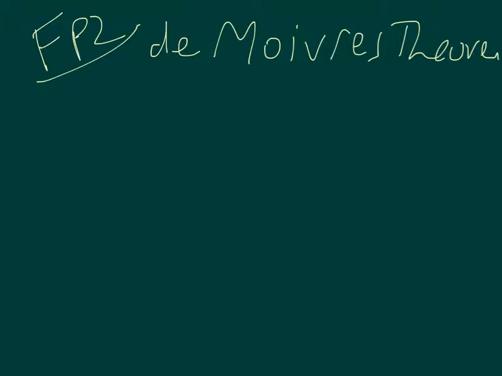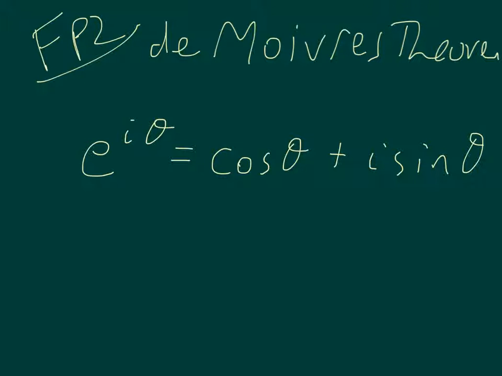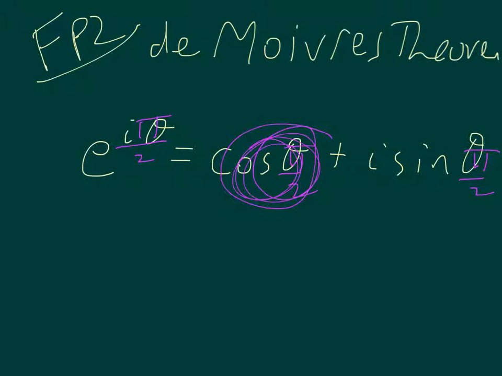Even more bizarrely, if you were to study FP2, you'd come across De Moivre's theorem. Now, if theta is pi by 2, we get this. And we know that the cosine of pi by 2 is 0, so we get that e to the i pi by 2 must equal, well, sine of pi by 2 is 1, so that gives us that result.